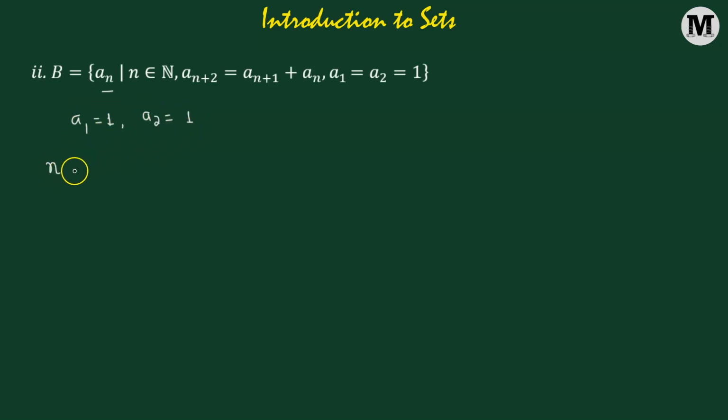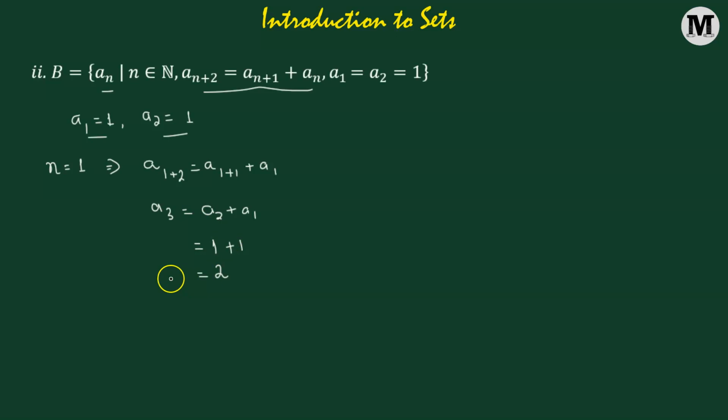So let's do one thing. Let's take the first value of n equals 1, because we know that n belongs to the set of natural numbers and can take values starting from 1. So when we have n equals 1, using this condition, we have a_(1+2) = a_(1+1) + a_1. So that means we have a_3 = a_2 + a_1. Since we are already being provided with the values of a_1 and a_2, let's substitute them. So we have 1 added to 1, which equals 2. So that means a_3 equals 2.